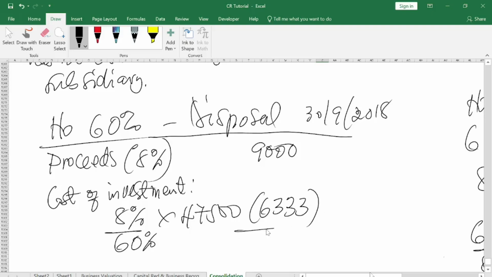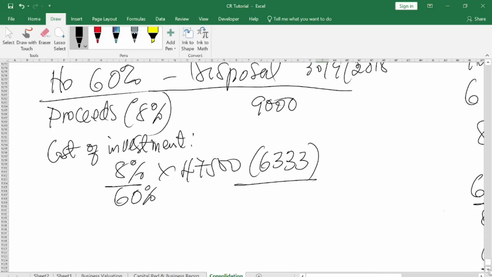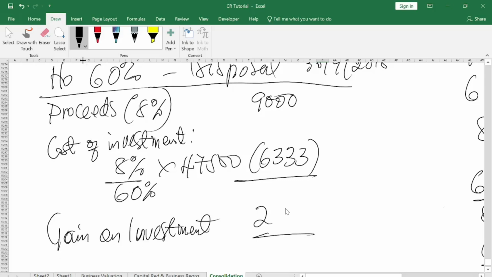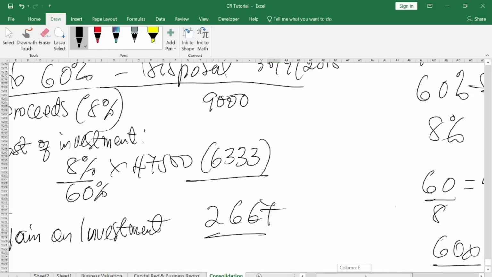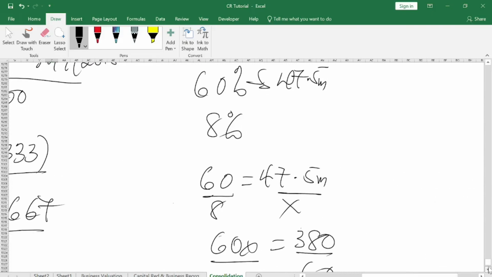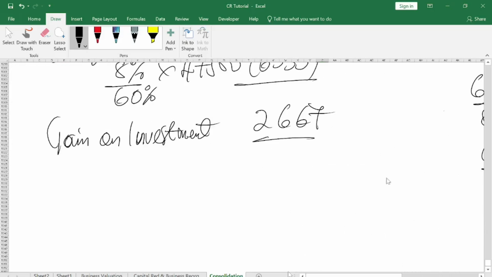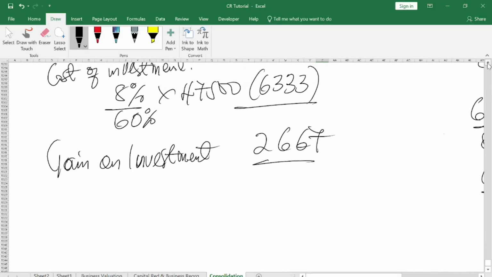Because you see that the proceeds are more than the cost, that gives you the gain on investment, 2667. So this is the gain on investment. Simple. You are done. So the thing that you did there, you divided and had 6.3. When you add the zeros, it is equivalent to 6333. So it's the same. You see that I've broken it down for you.